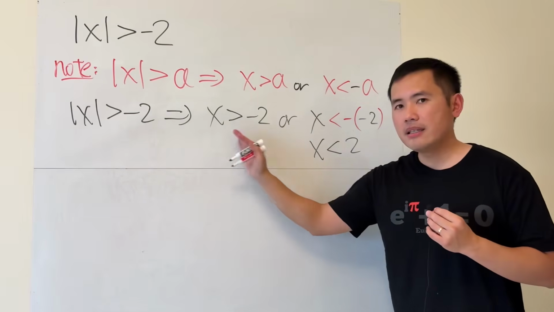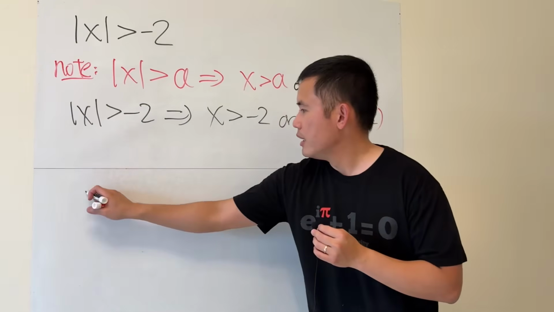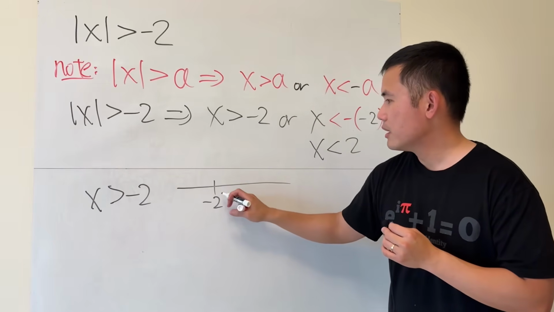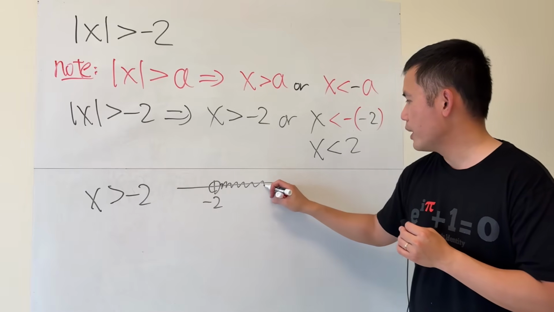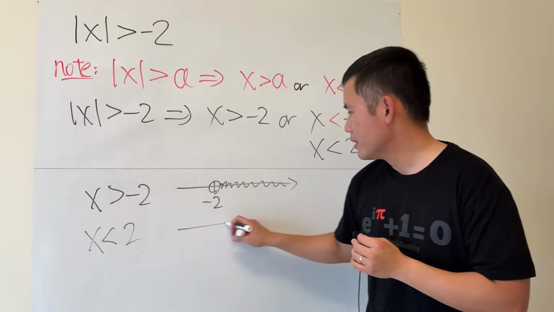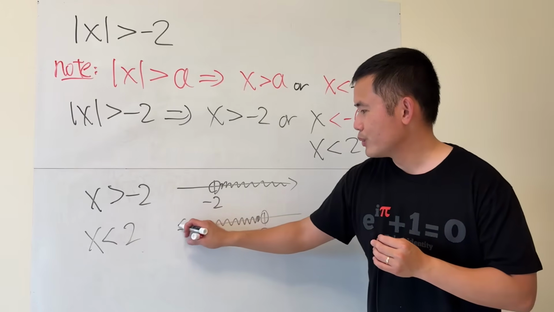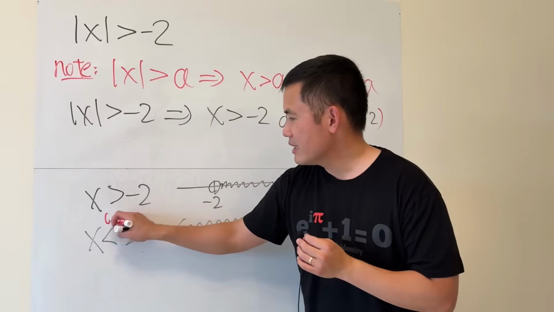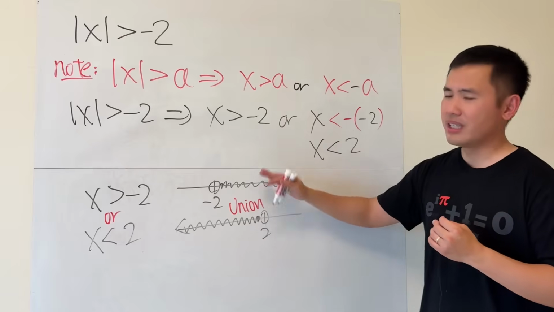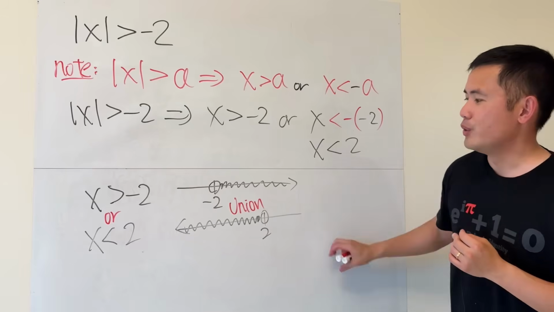Now, combining these two inequalities, and this is an OR situation, have a look. x is greater than -2, meaning if you look at the graph, it's an open circle and then we go all the way to the right. x is less than 2. Let's say 2 is right here, an open circle, and then go all the way to the left. This is an OR situation, so we are going to union, meaning put together these two inequalities over the graph.